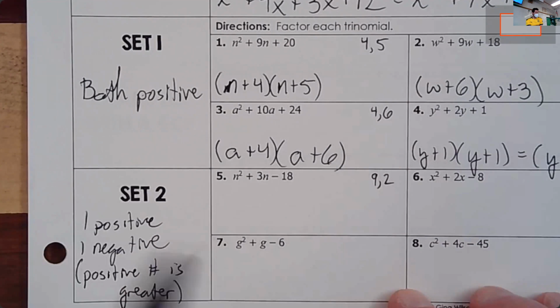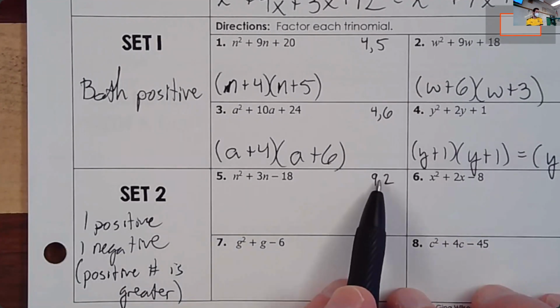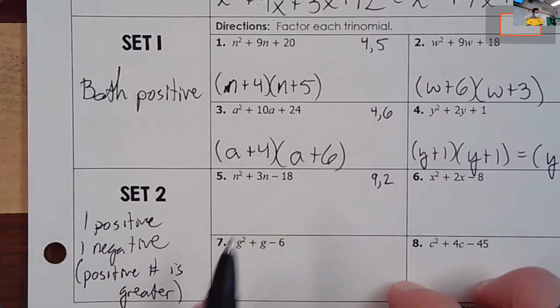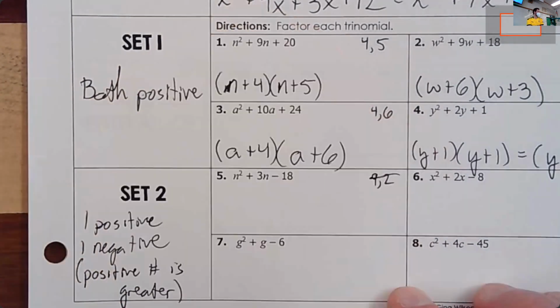No. Okay. So the larger one has to be the positive one here. So 9 would be positive, 2 would be negative. 9 plus negative 2 is 7. So not quite. So 9 and 2, no, those aren't going to be the ones. What else multiplies to equal 18?